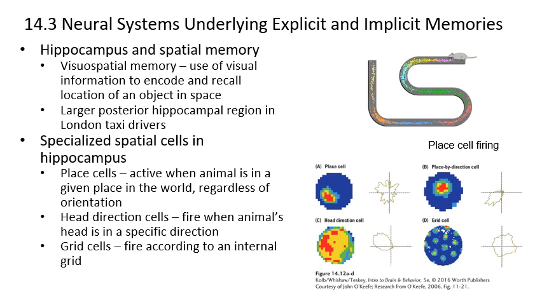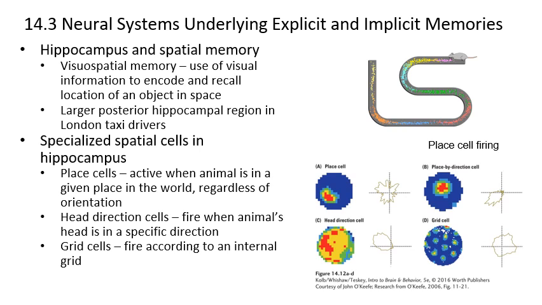The hippocampus is highly implicated in spatial memory. Visual spatial memory is the use of visual information to encode and recall the location of an object in space. There's this great study of London taxi drivers, who have extremely good visual spatial memory, and it found larger posterior regions of the hippocampus in them. London's a huge city, obviously.